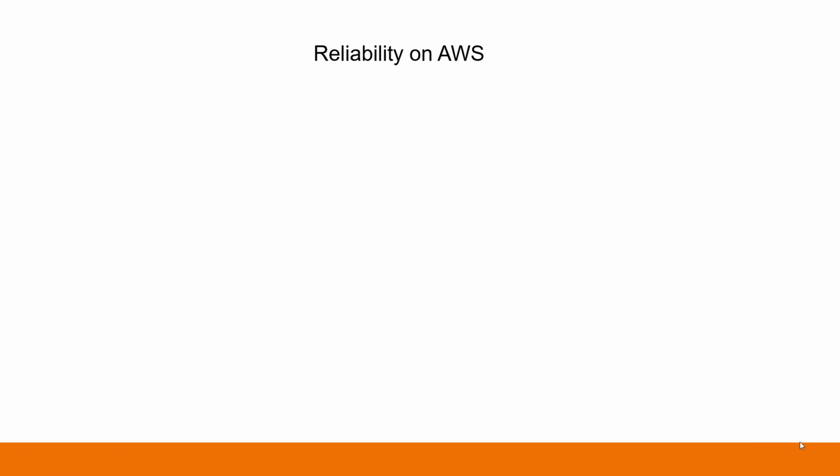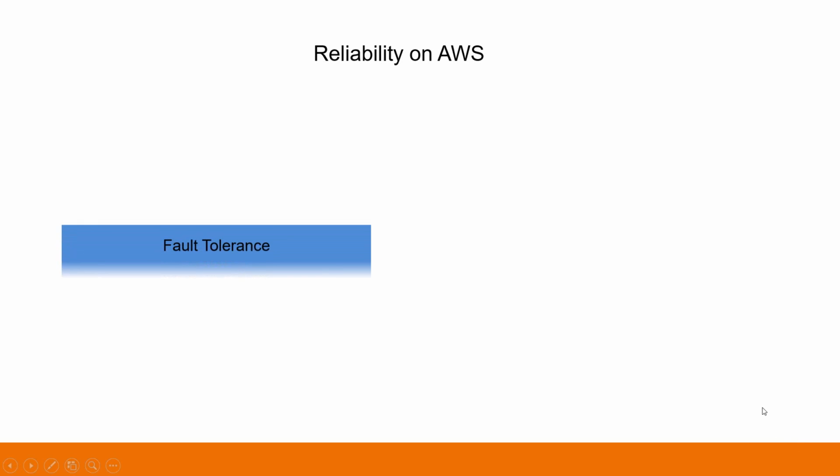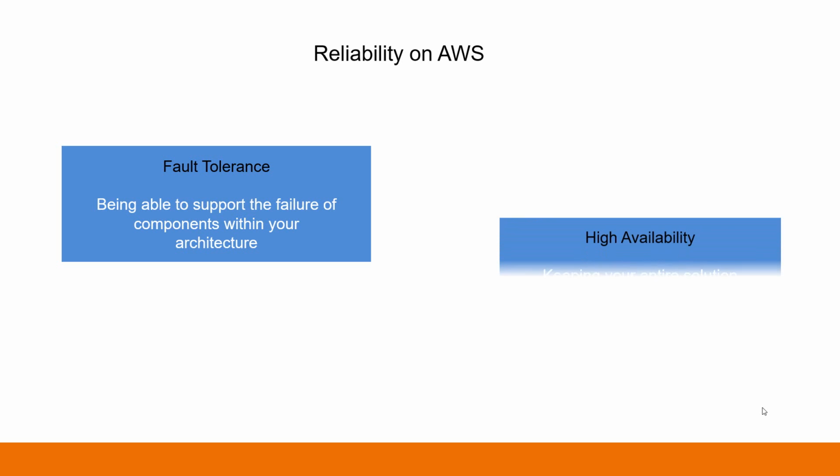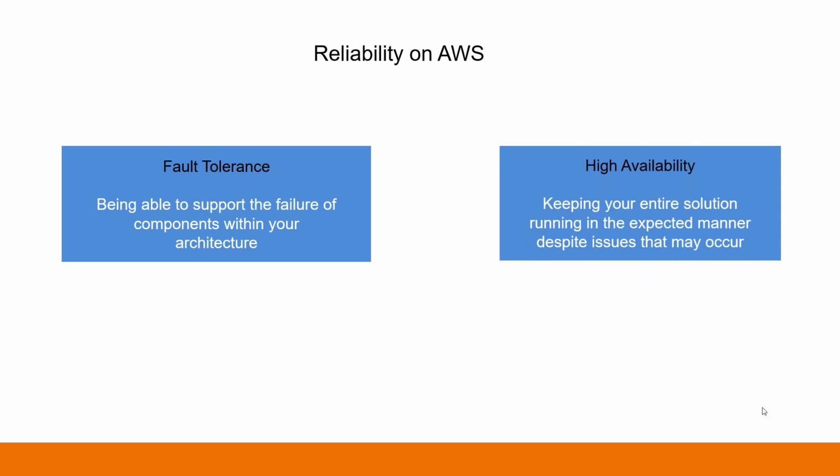So let's talk a little bit about reliability on AWS. First, we have fault tolerance. And this just means that you are able to support the failure of a component within your architecture. But in addition to fault tolerance, we have another topic, which is high availability. Now, this is similar to fault tolerance, but it has to do at a higher level with your entire solution running in an expected manner despite any issues that you may occur. And this is where you are able to take advantage of another set of AWS services to make sure that your application stays up and running no matter what may happen.